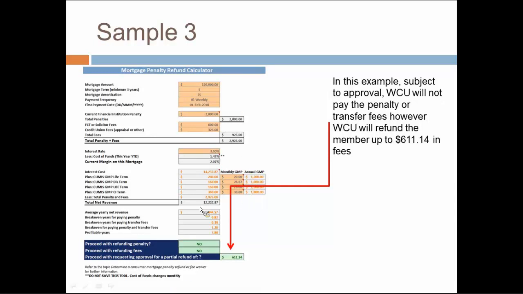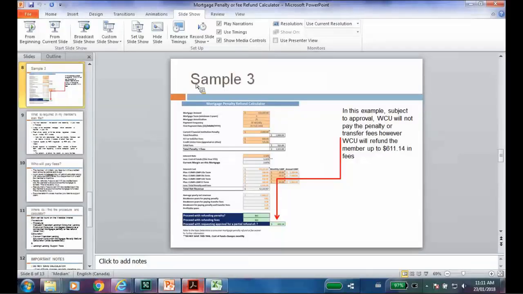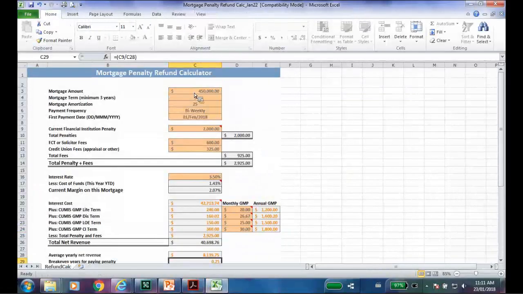So that's kind of a screenshot of it, but we'll do it together. So this member has a mortgage for $150,000, a 5-year term, 25-year amortization. Fill it all in here. We're just going to leave it all the same, fairly similar.